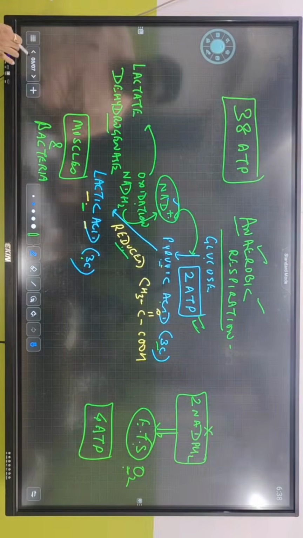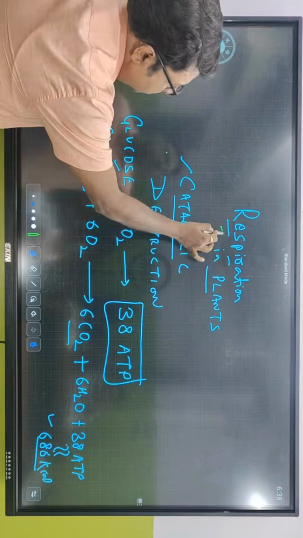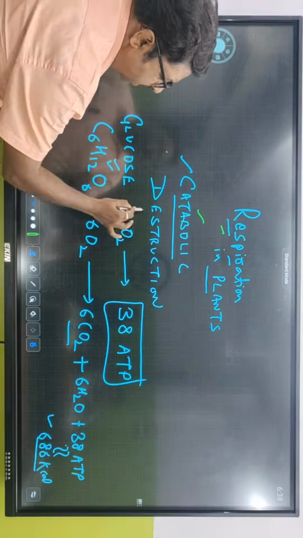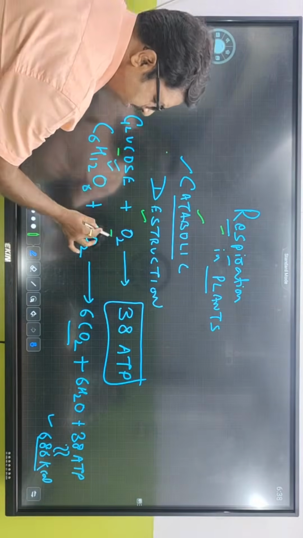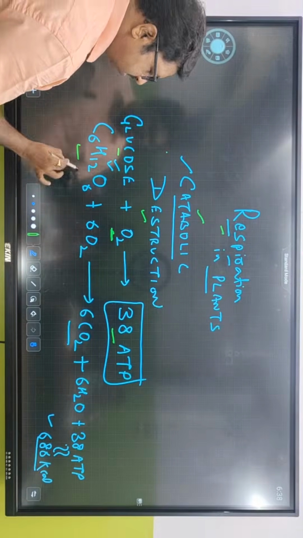So let's again wrap it up. So what was the condition? The condition was, we were talking about respiration in plants. It's a catabolic process. It's a destructive process. Glucose gets broken down in presence of oxygen to give rise to 38 ATP. So it's an aerobic respiration. So this is the reaction.